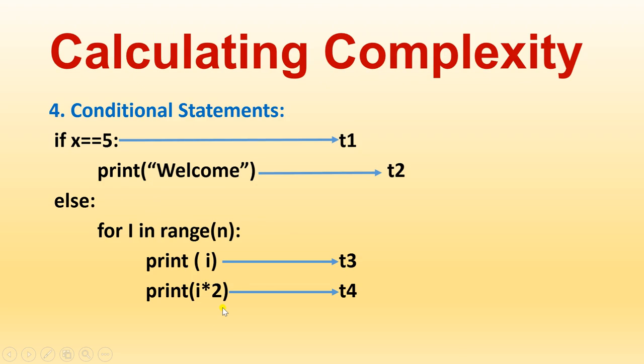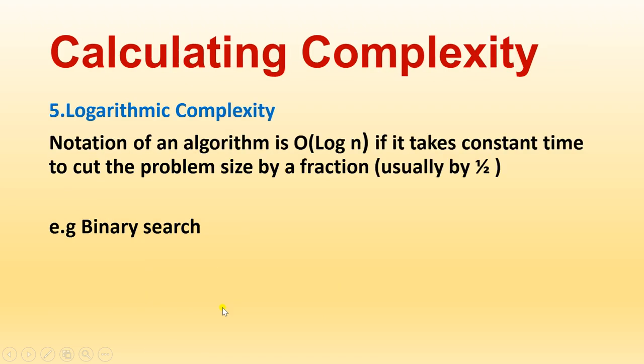Next is conditional statement. Here x is equal to 1, which also takes some time. Then the print statement also takes some time, so here it is t2. Now in for i in range, this is n multiplied by t3 and t4. So it gives you the complexity O(n).